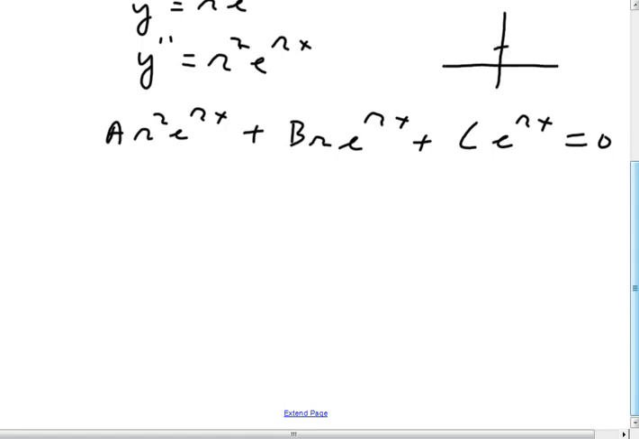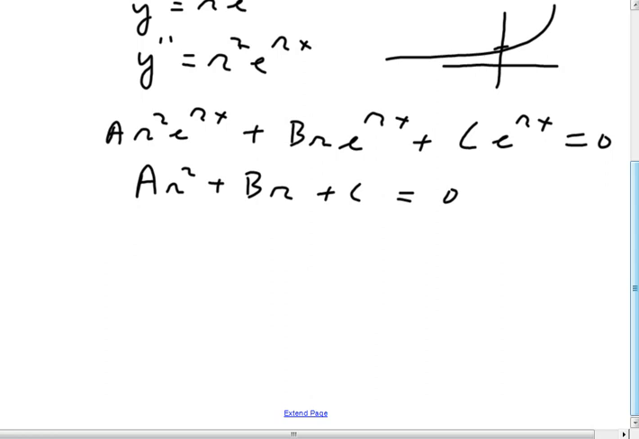E to the rx does something like this, right? And it's always going to be positive, so I can divide by e to the rx. So I can have a r squared plus b r plus c is equal to 0. And then what am I looking at? Well, it looks to me like I have a quadratic formula, right?